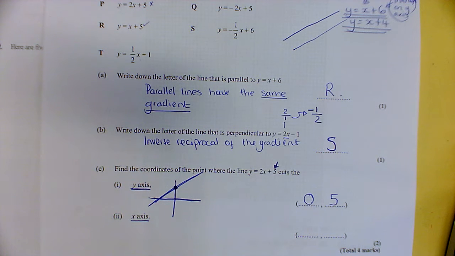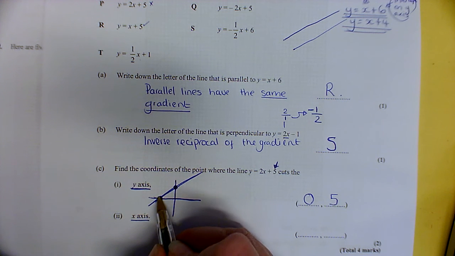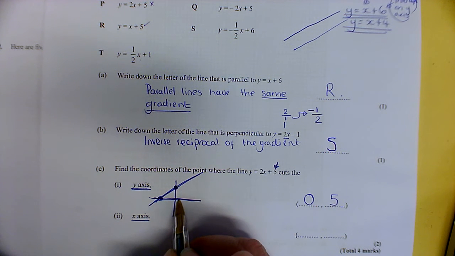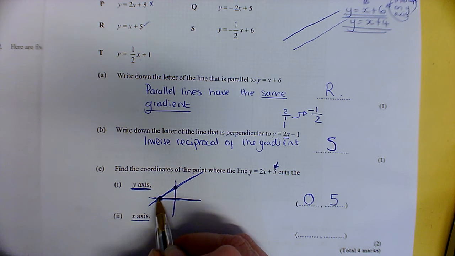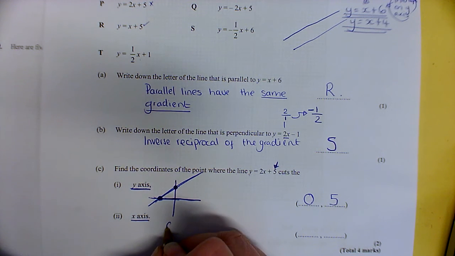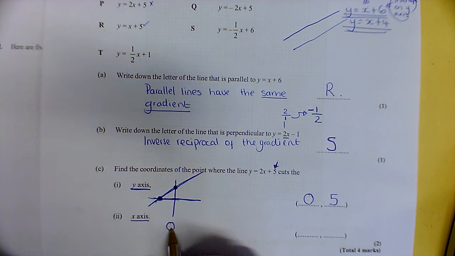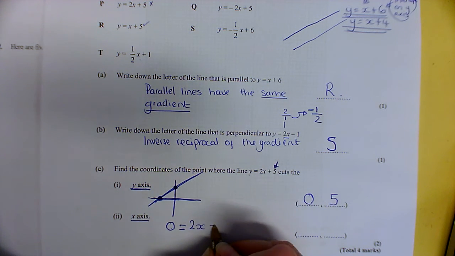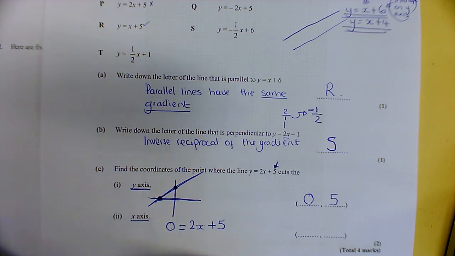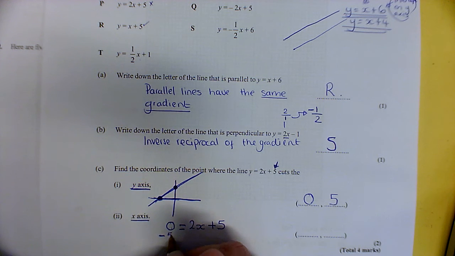Now, where it cuts the x-axis, and hopefully you can see that at this point here, y is equal to 0. So this means we can rewrite our equation. y, which we now know is 0, is equal to 2x plus 5. And now effectively we're just going to solve a linear equation. So I'm going to get rid of this 5 by taking 5 off each side. So I've now got minus 5 is equal to 2x.